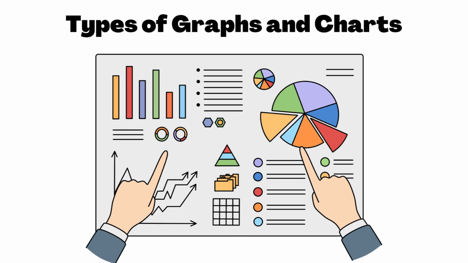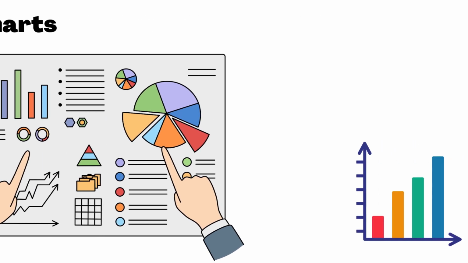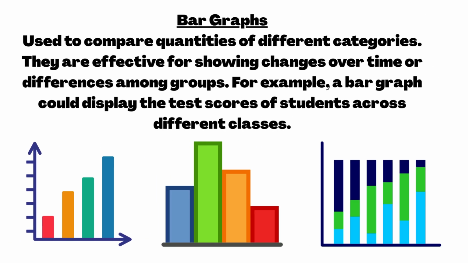Types of graphs and charts. Bar graphs. Used to compare quantities of different categories. They are effective for showing changes over time or differences among groups. For example, a bar graph could display the test scores of students across different classes.